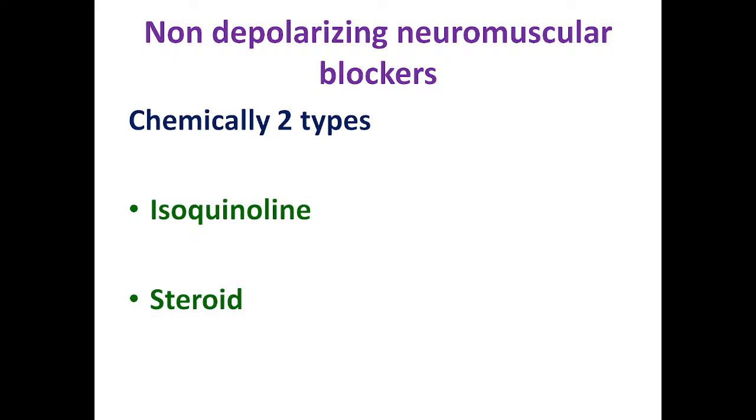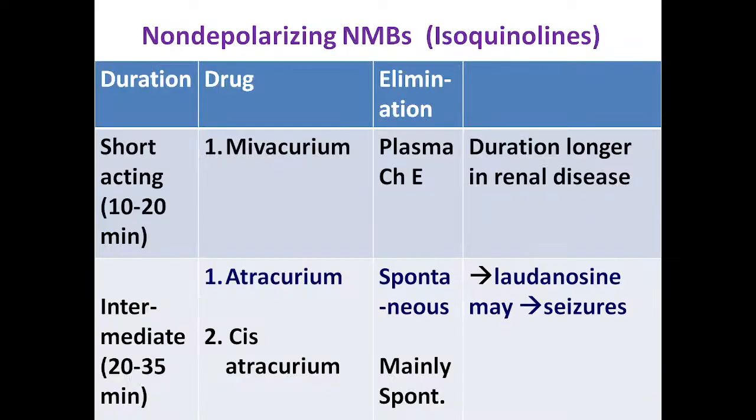Now chemically, if we divide them, not very important to remember, but it's very easy to remember, and some characteristics may be a little different. They are of two types, the isoquinoline type and the steroid type. As we'll see, you can make out from the names. So the isoquinolines are the curium or curin ones. After tubocurarine and metocurine, actually all the other isoquinoline types are named as curiums, and the steroids are named as curoniums. Okay, so you will know from the name itself, you don't need to memorize whether it is isoquinoline or steroid, you can make out from the names.